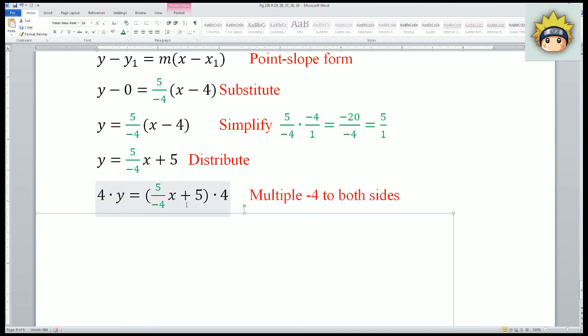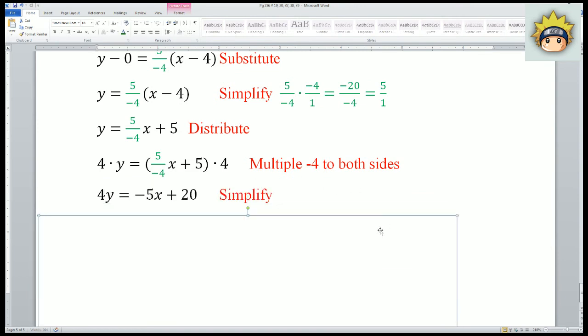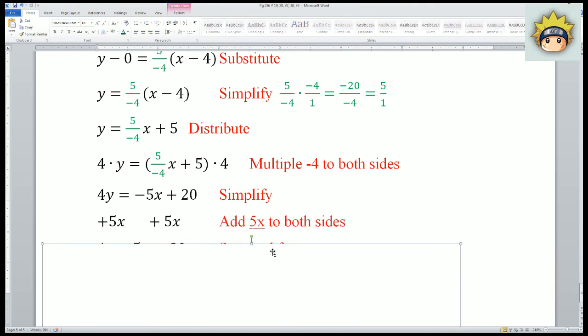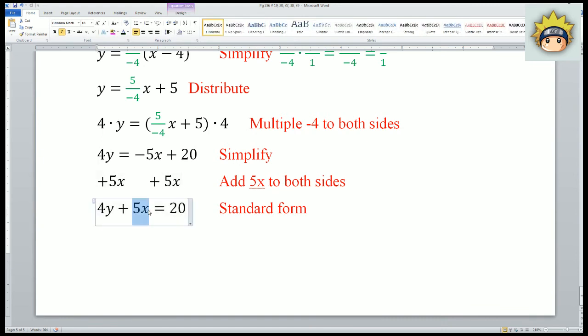Right now, I just decided to multiply 4 to each side. It should look something like this. 4 times 5 is 20. 4 times 5 over negative 4 cancels out. Should be negative 5 here. Add 5 to both sides. My answer is 4y plus 5x equals 20. This is how standard form looks like.